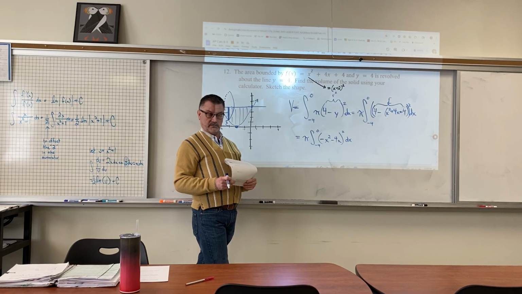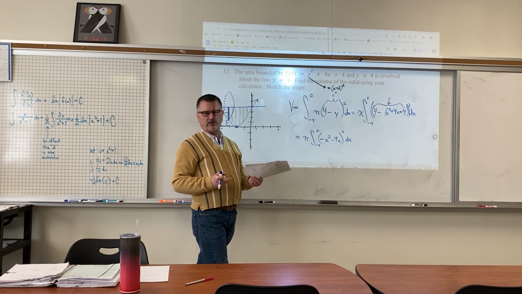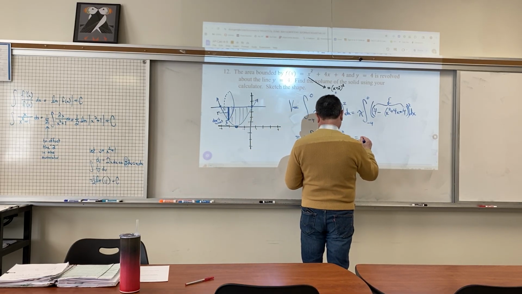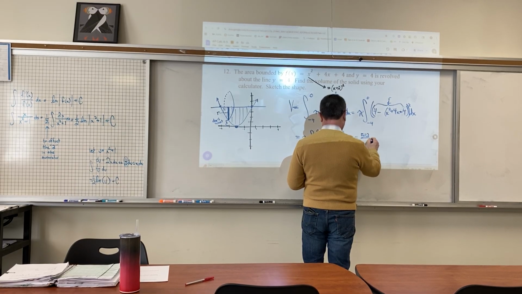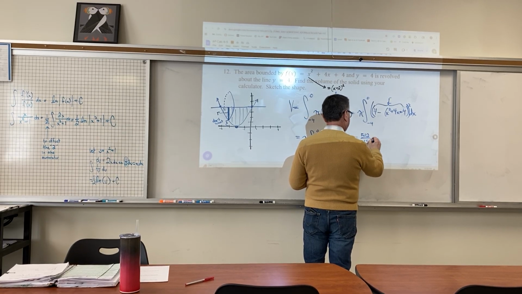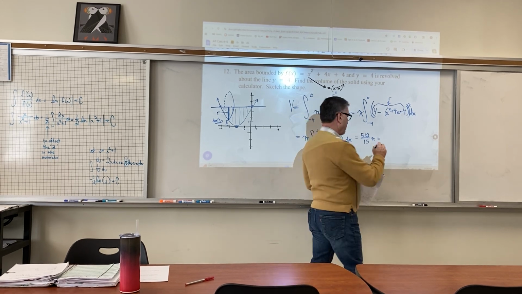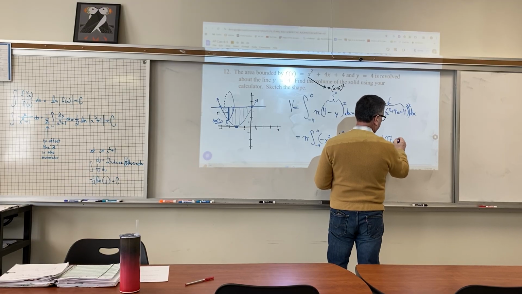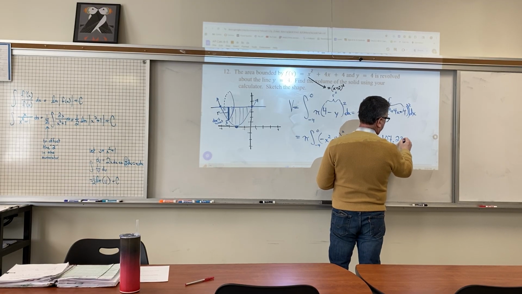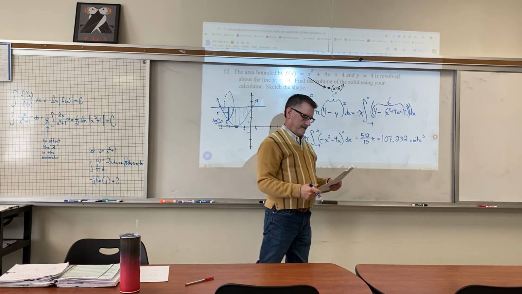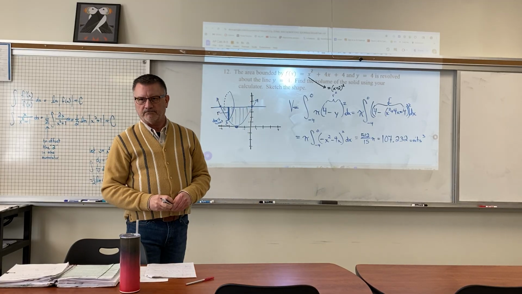Anybody got an answer? 34.1335. Oh, yeah, we could do that. I actually multiplied the pi in. I actually got this. 107.233. What'd you get? 107.3.